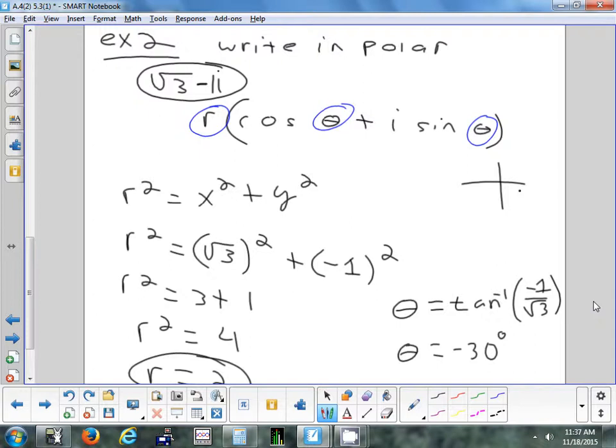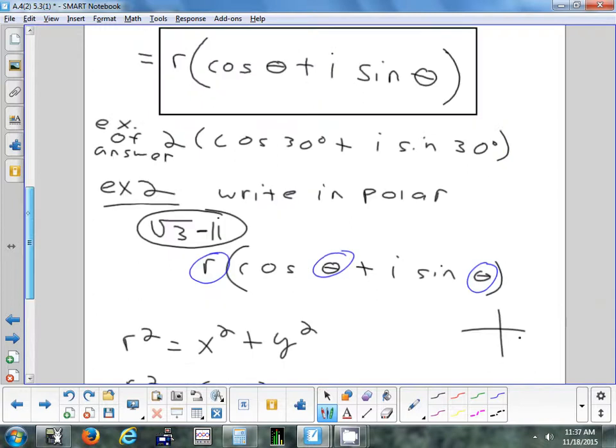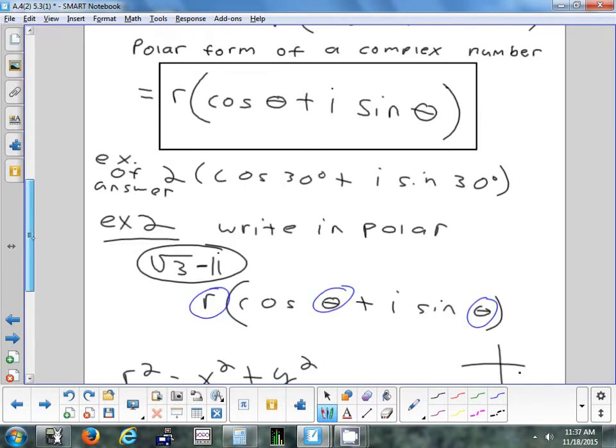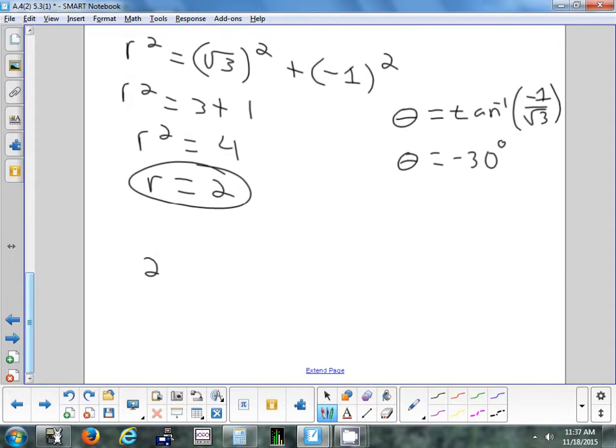Now for your final answer, fill those two things into that formula. r cosine negative 30 plus i sine negative 30. Yep. Any question on that? There's your angle, there's your radius.